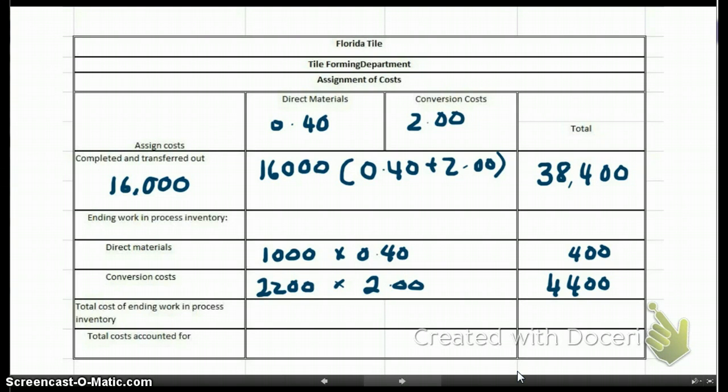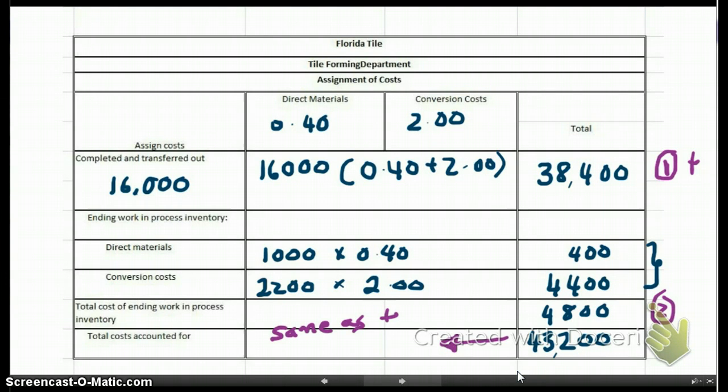Now, when we add up these two numbers, you get the total cost of your ending work in process inventory, which is $4,800. So now we've come up with a value for completed and transferred out, which is $38,400, and our ending work in process, which is $4,800. These are the total costs that would have been input into the process. That's called your total costs accounted for, which is 1 plus 2, which is $43,200.